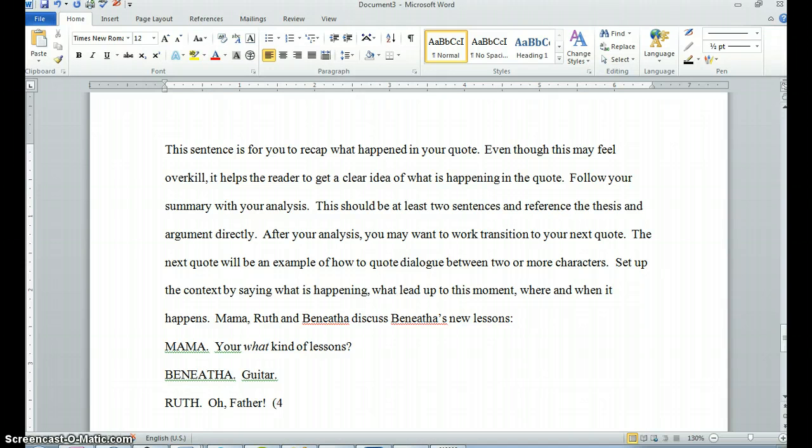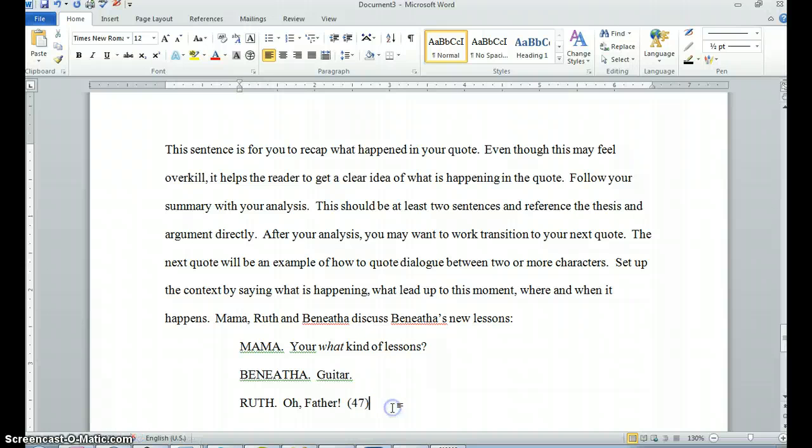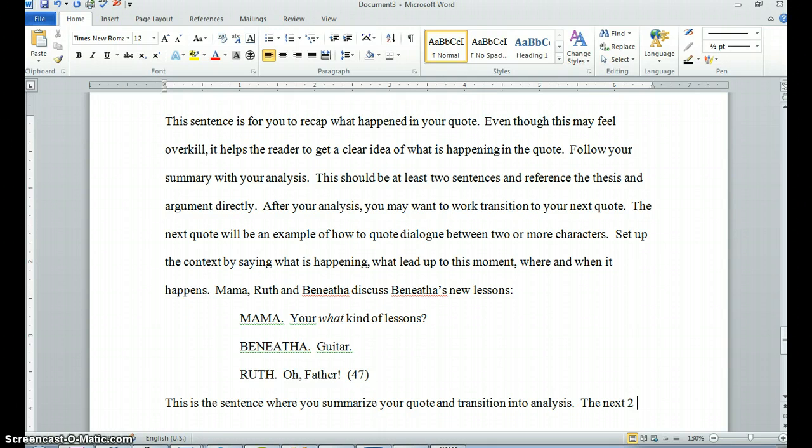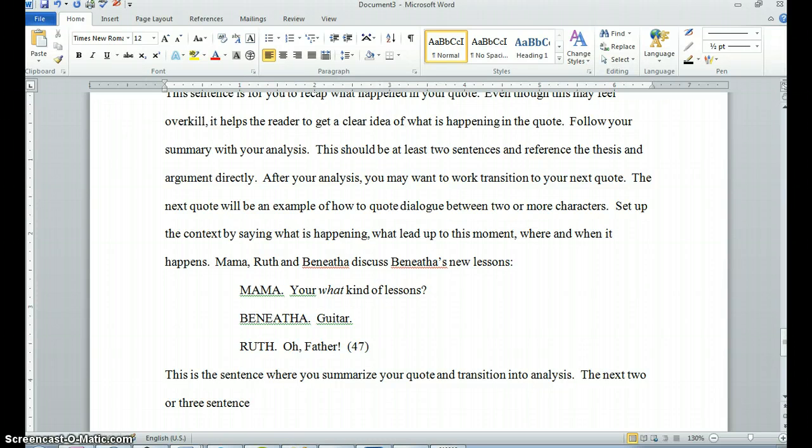Parentheses, page number 47. And parentheses, there we go. Now, I'm going to highlight what I've written. I'm going to push tab twice. Tab, tab. I'm going to click to the end of my quote, hit enter. Notice, my cursor is not in the right place. How do I get it in the right place? Backspace. Do I push indent? Do I push tab? No, because this is not a new paragraph. This is the sentence where you summarize your quote and transition into analysis. The next 2 or 3 sentences are analysis.